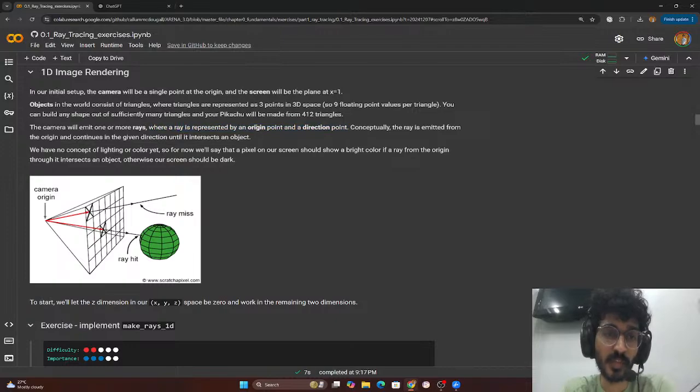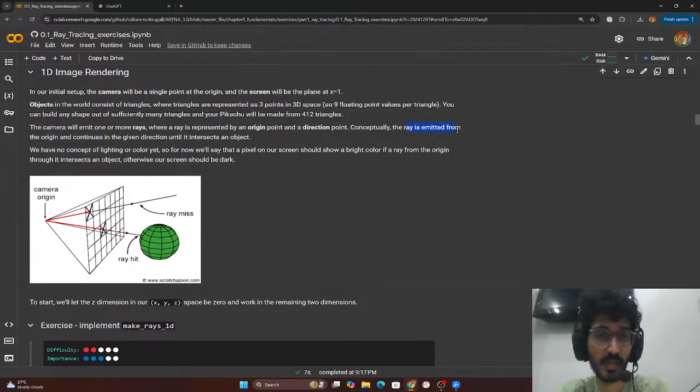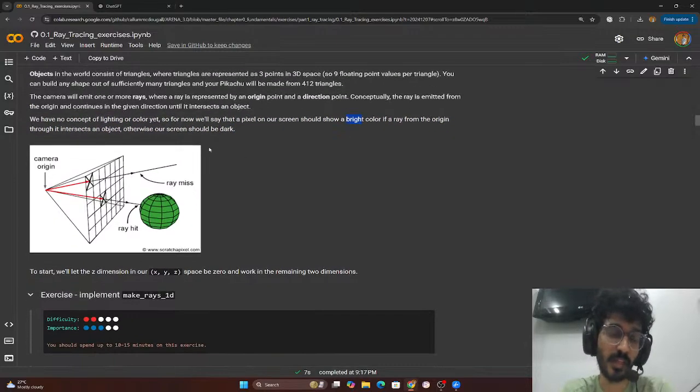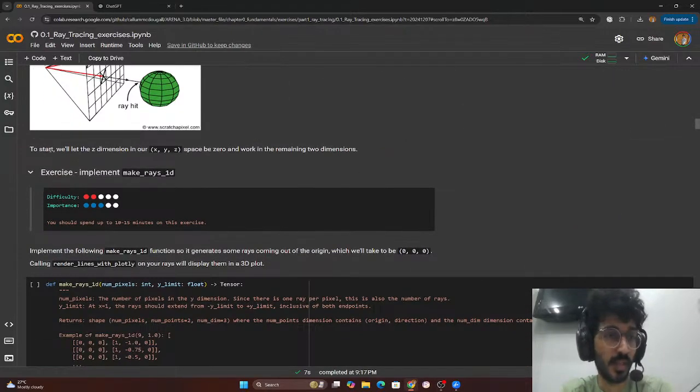So a ray is represented by 2 points, origin and direction. It extends indefinitely in one direction. So right now we just have bright or dark based on if the ray hits a particular pixel on the screen. And to start, we let the set dimension space be 0 and work in the remaining 2 dimensions.